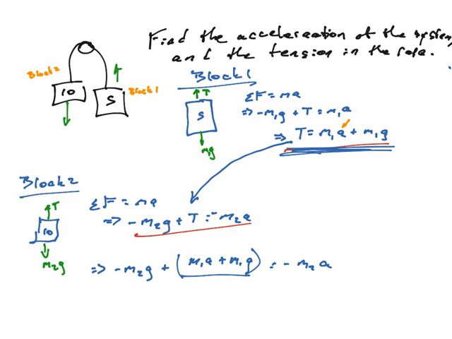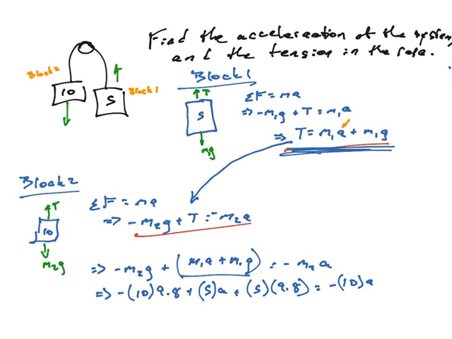Take this equation, solve it for a. Well, of course, one thing I could do is plug numbers in. Minus m2, that's 10, times 9.8, plus m1, that's 5, times a, plus 5 times 9.8, equals minus 10 times a. So you can see, I've got a whole bunch of numbers with a. Solve this for a.